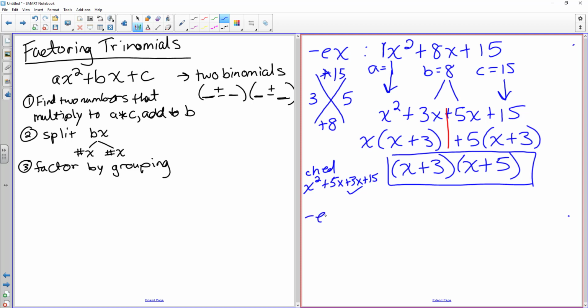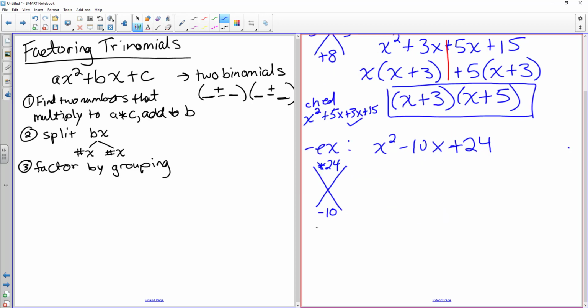Okay, let's do another one. How about x squared minus 10x plus 24? A is 1, B is negative 10, and C is 24. Notice now we have a minus sign, so we have to read that as a negative. So 1 times 24, I'm looking for what multiplies to 24 and adds up to negative 10.